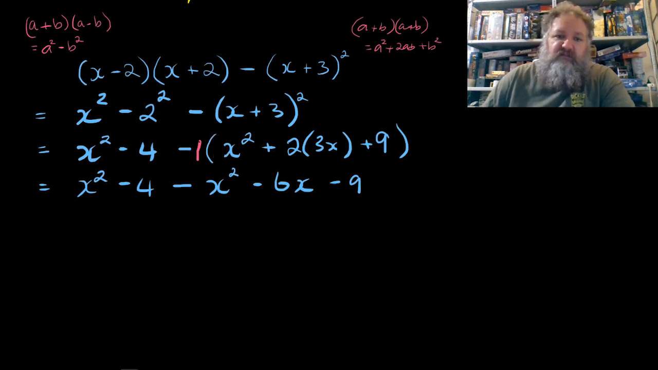So when you get rid of the brackets, if there's a minus sign in front of the brackets, there's really a sneaky -1, even though it's not there. Don't miss that, otherwise you'll make errors.